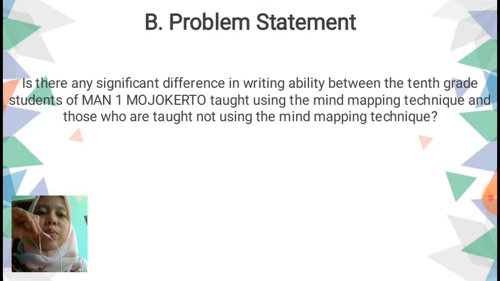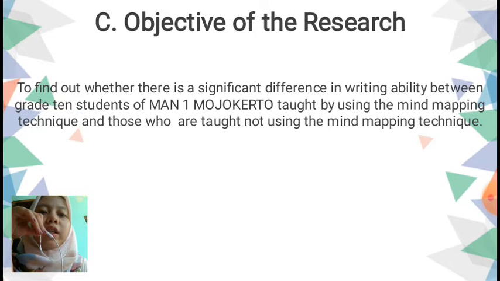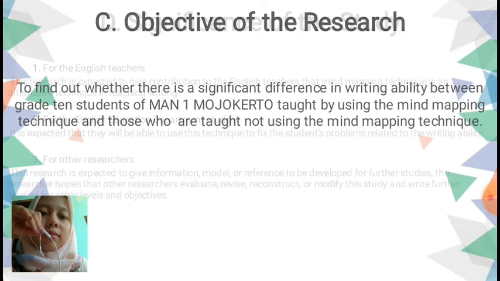And the next is the problem statement. Is there any significant difference in writing ability between the 10th grade students of MAN 1 Mojokerto taught using the mind mapping technique and those who are taught not using the mind mapping technique? The objective of the research is to find out whether there is a significant difference in writing ability between grade 10 students of MAN 1 Mojokerto taught by using the mind mapping technique and those who are taught not using the mind mapping technique.